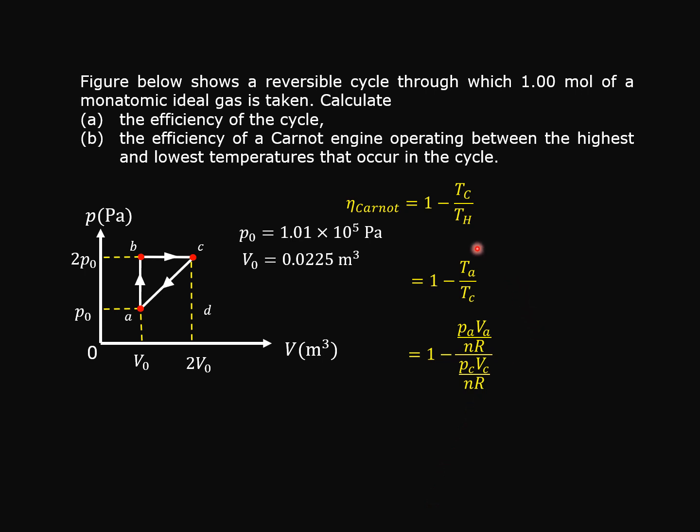Again, now we substitute TA as PAVA over nR and TC as PCVC over nR. We already have the experience of substituting T in terms of these expressions just now, which is obtained from the ideal gas law. We can cancel out the nR and nR. So now we have 1 minus PAVA over PCVC.